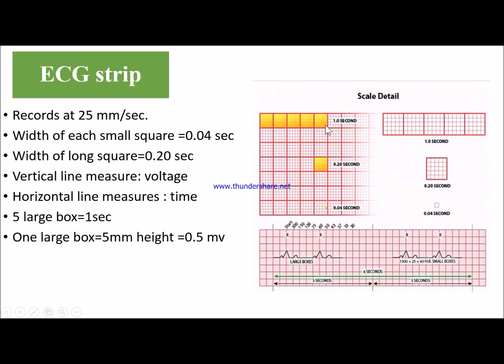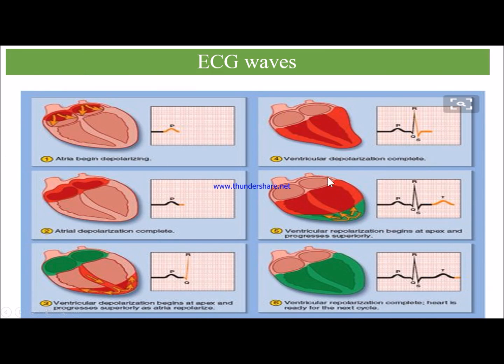Again, if we take 5 large squares together and multiply, it will be 0.20 into 5. So it's 1 second. Now we need to know about the timing. This horizontal line measures the time, so it will be in seconds, and the vertical line measures the voltage.